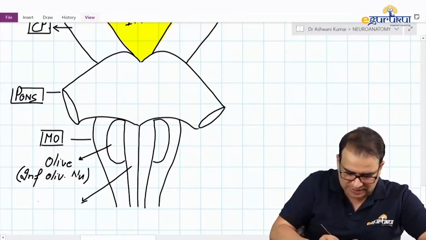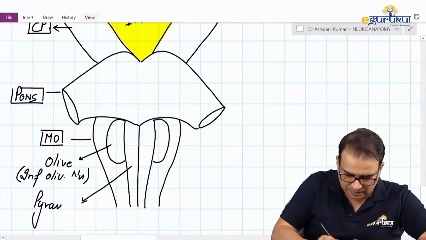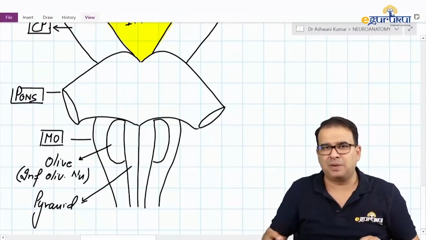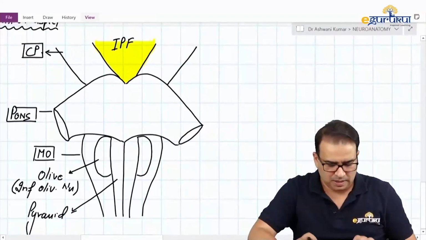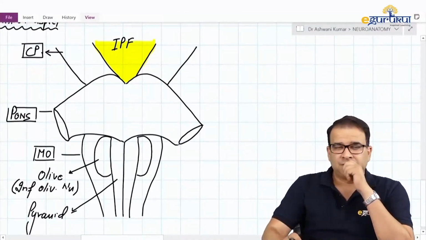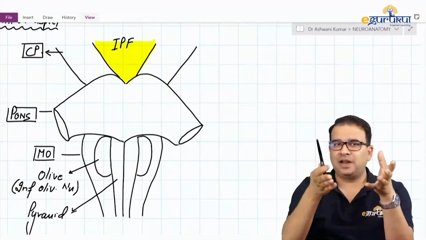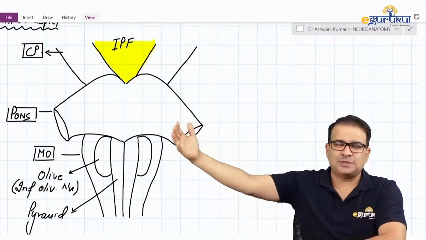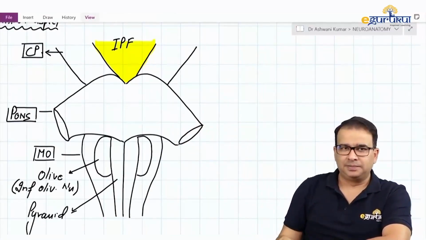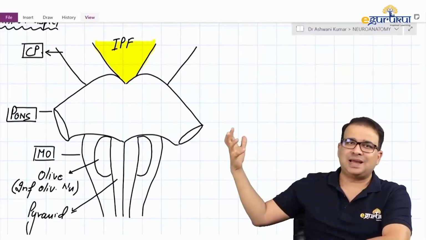And this, as we already said, this is pyramid. Pyramid is simply because of pyramidal tract. So ventral aspect of the midbrain showing you the cerebral peduncle, and the fossa in between is interpeduncular fossa. You can see the ventral aspect of pons here, and as I said, the pons acts like a bridge.